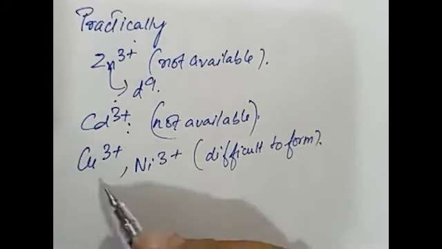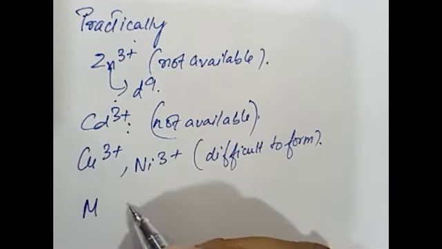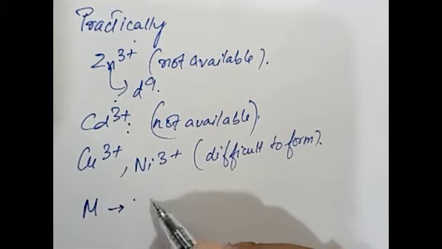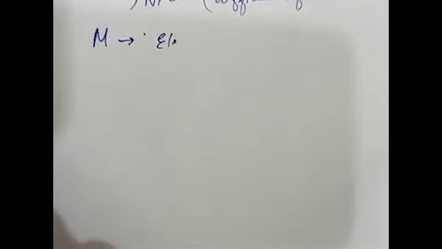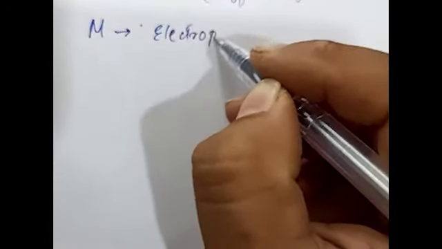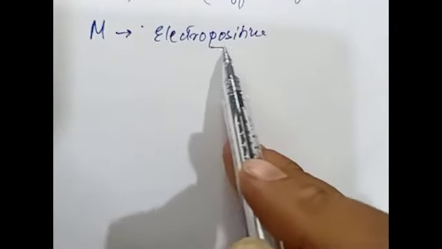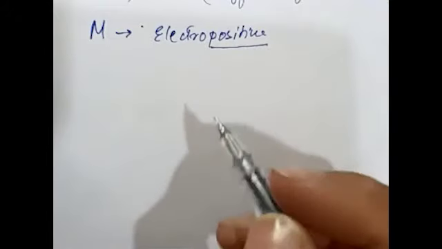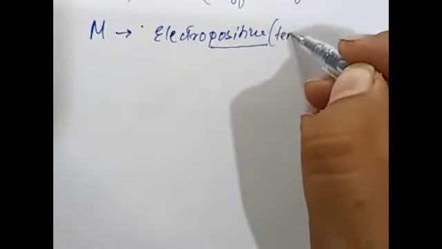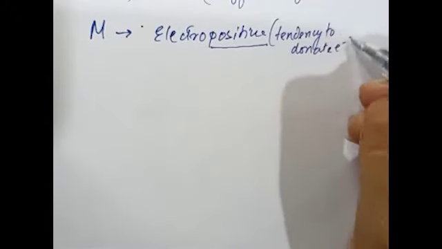All right, fine. When the charge of a metal increases, suppose a metal is simply a metal, it is generally electropositive. Electropositive means positive, and positive means tendency to donate electrons. Okay. Tendency to donate electrons. When M becomes M plus.